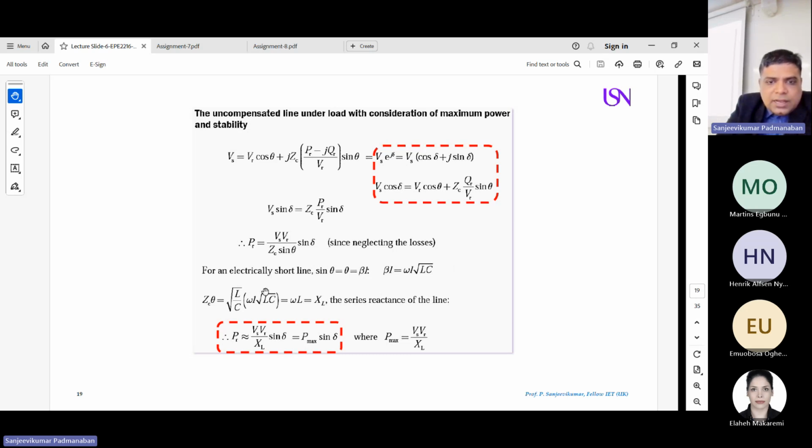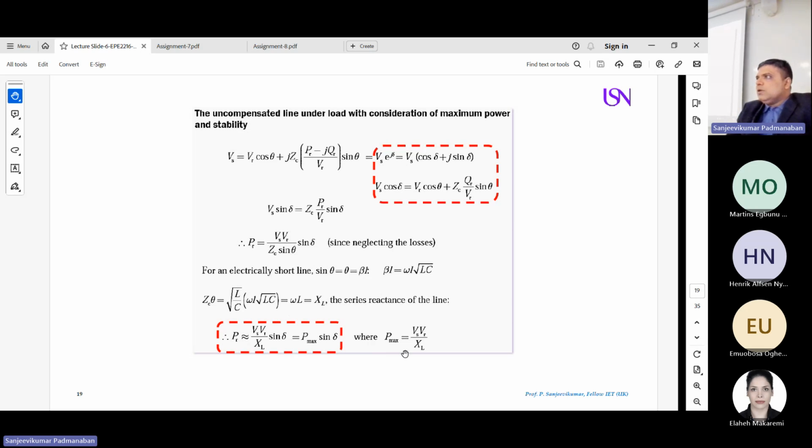From this equation, I'm substituting all into the power. I can find my receiving end power is approximately equivalent to Vs VR divided by XL, not Zc in sine theta, only XL into sine delta. Or this part is already, we know it's the maximum power, P max into sine delta. So in order to calculate the maximum power of an uncompensated network for stability purposes, the P max is given by Vs VR divided by XL. So this equation is very important.